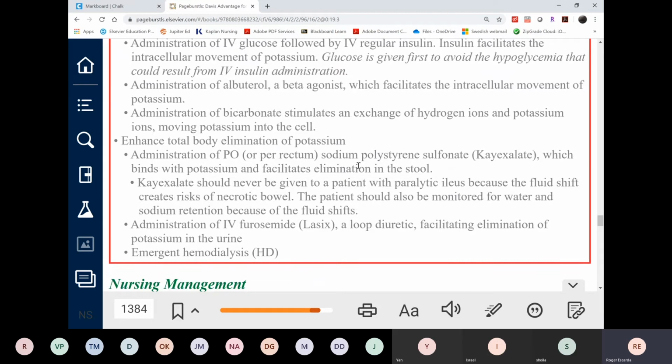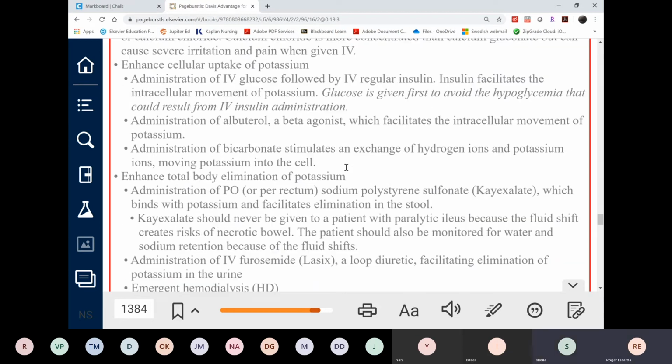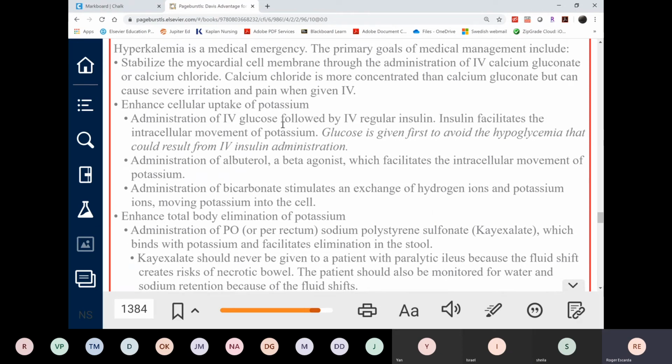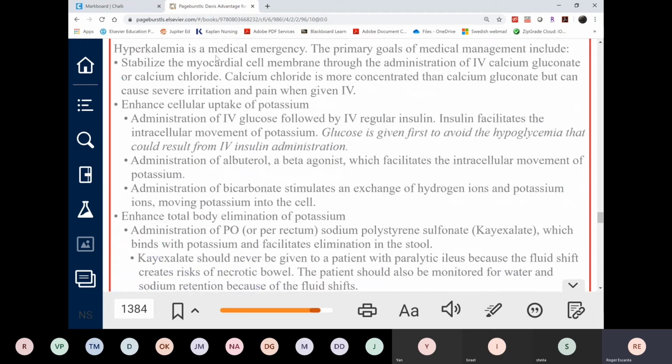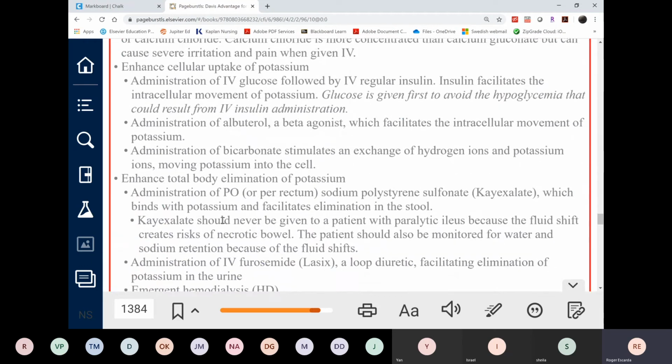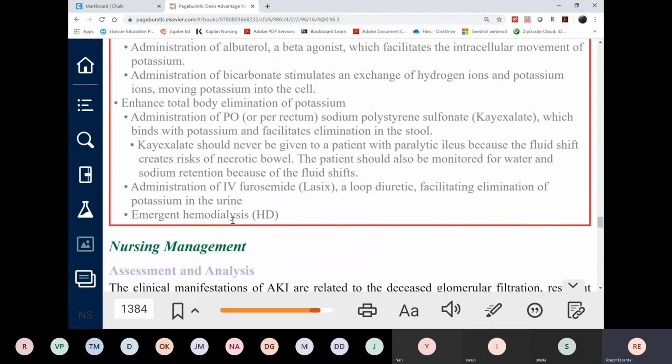Then we have the SPS, which is sodium polystyrene sulfonate, Kayexalate. But how long does this thing work again? Why is it not a priority here? Why is it number, what is this? One, two, what is it, the third option? Because it's not... Kayexalate can potentiate... kidney.